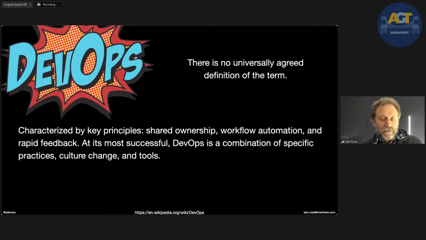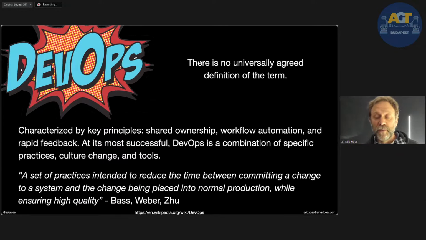One of the key excerpts that I've taken from the Wikipedia definition is this one. So that DevOps is characterized by the key principles of shared ownership, workflow automation, and rapid feedback. Well, shared ownership and rapid feedback sound quite like Agile, don't they? Workflow automation, maybe less so. At its most successful, DevOps is a combination of specific practices, culture change, and tools. That seems to have quite a resonance with Agile ways of working as well.